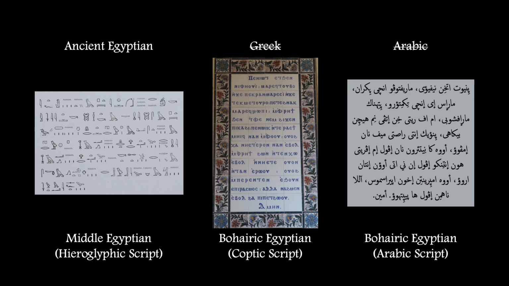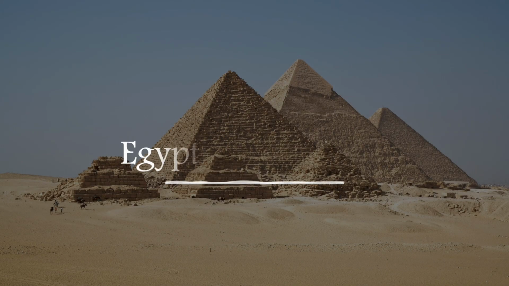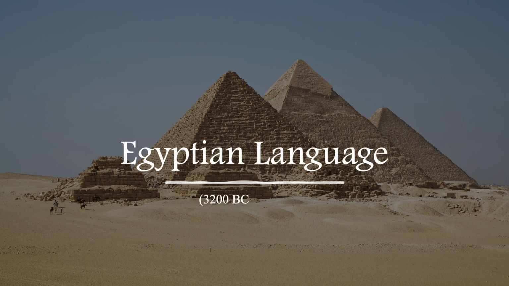written in different scripts. You see, Egyptian is the longest attested human language, having survived for more than 4,000 years of history. Like any language, Egyptian developed with time, not only in the way it was spoken, but also in the scripts used to write it.